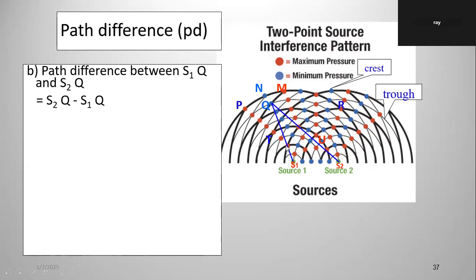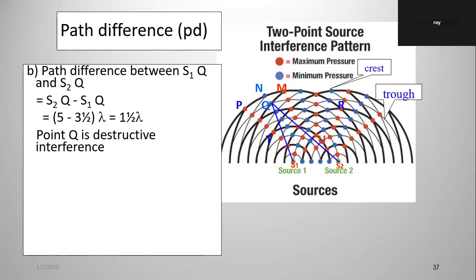Okay, one wavelength, two wavelengths, three wavelengths, 3.5. S1Q is 3.5. S2Q, one wavelength, two, three, four, five wavelengths. So it's 1.5 wavelengths. The 1.5 wavelengths we see is destructive interference of crest meets trough.